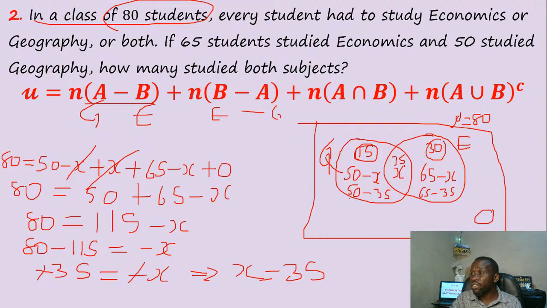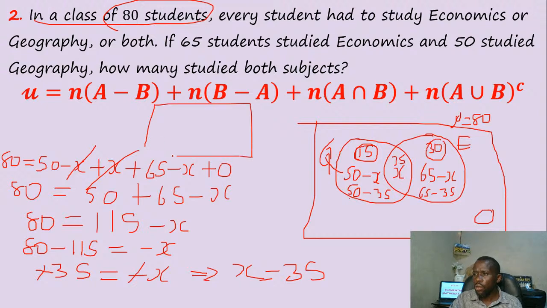And we know our center has 35, right? Now, in this case, let me just redraw, although it's going to be small, sorry for that. So this is my economics. This is my geography. So I have 15 here. I have 35 here. I have 30 here. And I have 0 here. And I have 80 here.